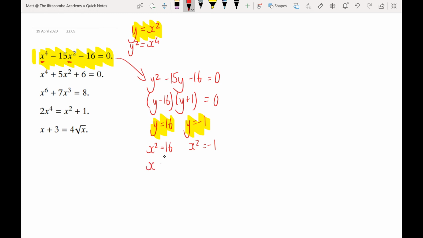So if x squared is 16, that means x is 4, plus or minus 4, don't forget. But there is no value of x, which when you square it gives you minus 1. So this is another situation where we get a solution that isn't valid.